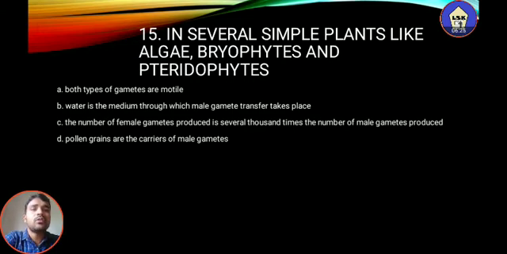Water is a medium through which male gametes transfer takes place. Yes, this is of course true in case of algae. Even in bryophytes, the transportation of gametes takes place through the water. And even in case of pteridophytes, the transportation of gametes takes place through the water. And both types of gametes are motile. That is wrong. So option B is the right answer to question number 15.